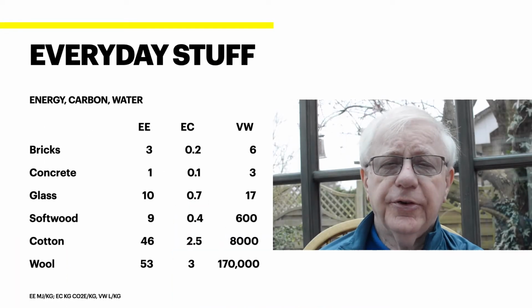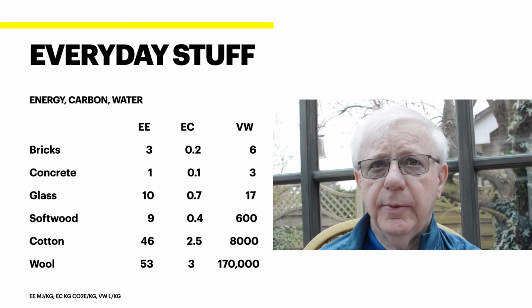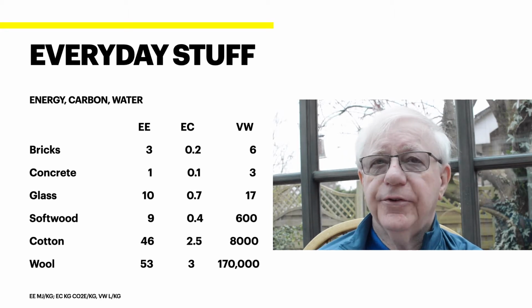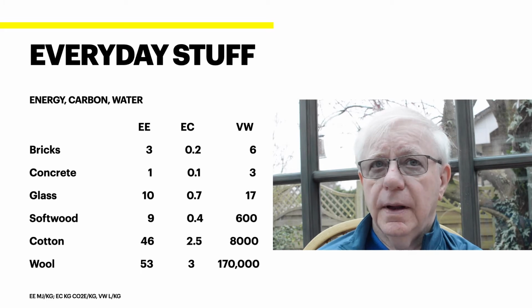This table looks at the energy, the carbon and the water footprint of 1 kilogram of material. The bricks, the concrete, the glass, the stuff that makes up much of our buildings, these are relatively low in carbon, energy and water use. When we look at organic materials, these values change quite radically.